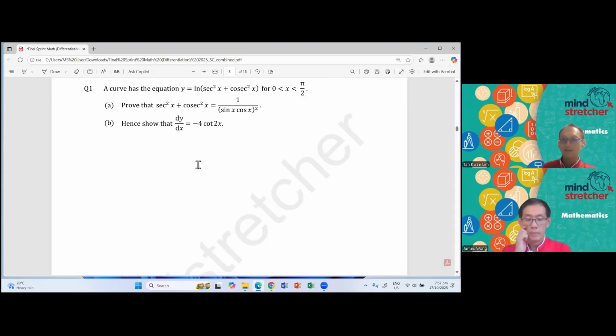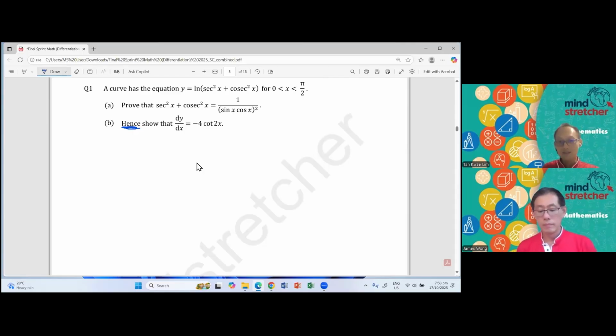So there are times where they will combine certain concepts and ask you at the same time. So you have to be very familiar with all these that you have learned previously as well, and then try to solve accordingly to what they ask you. And after that, you notice there is this word here, which is hence, which means you need to use what you have found in the earlier part, which is basically this proving. And using this, we will have to show that dy/dx is equal to -4 cotangent 2x.